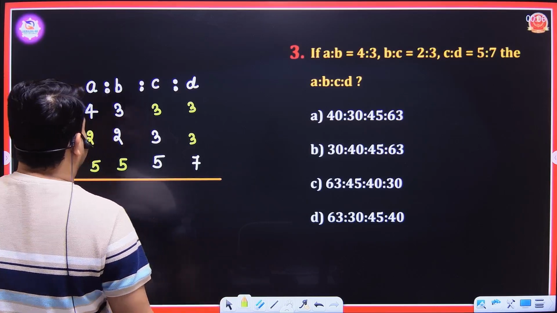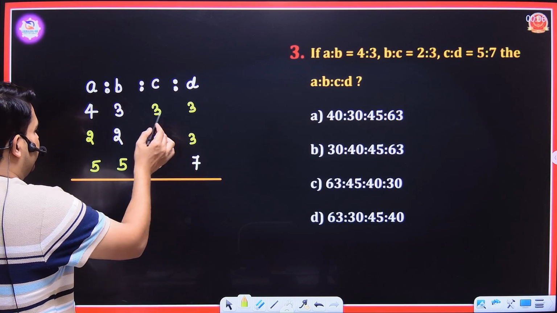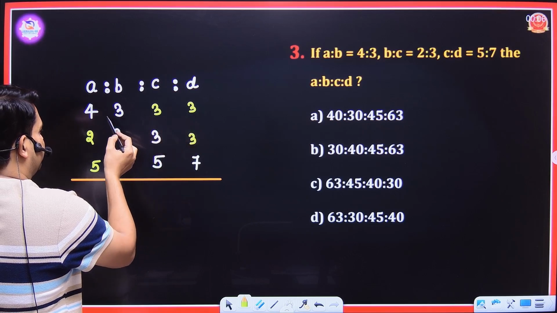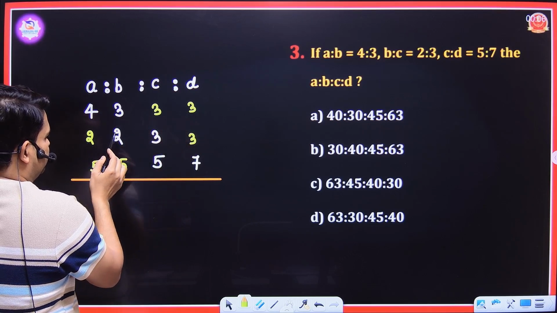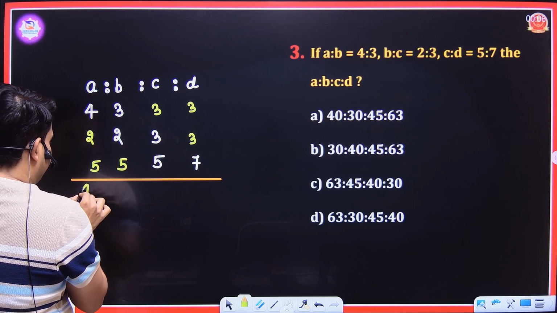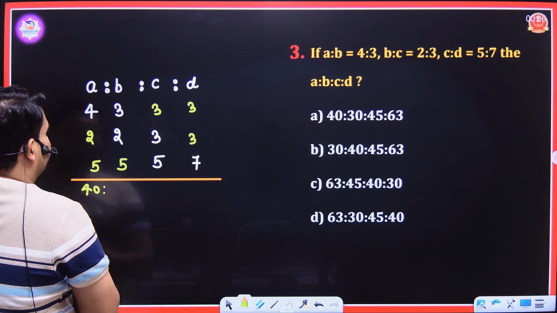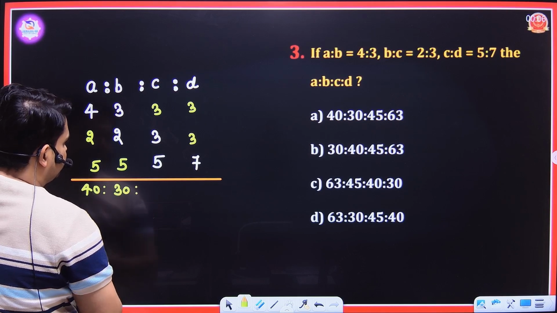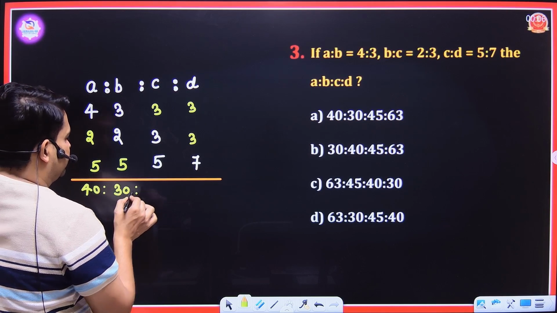See, first of all, you will check if these are divisible by any common number. See, 3 is there, 3 is there, 3 is there, but 3 is not there. 2 is there, 2 is there, but 2 is not there. So 4 times 2 is 8, times 5 is 40. Ratio 3 times 2 is 6, times 5 is 30. Ratio 3 times 3 is 9, times 5 is 45.